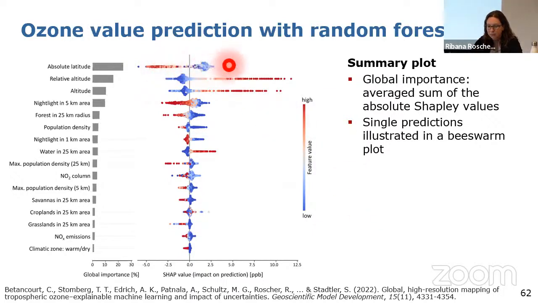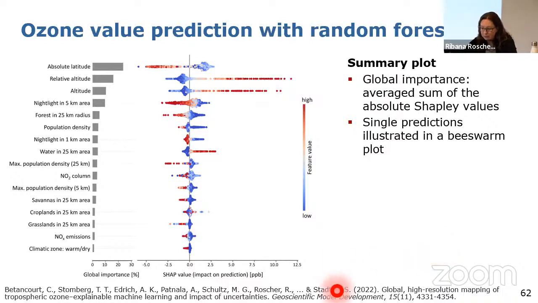Here what you can see, blue are, for example, absolute latitude values with a low value. And here you can see the Shapley value. And red is high feature values. Each dot is a single analyzed Shapley value. Now you see why it's computationally expensive to compute it. And as a side note, this plot only shows features with more than 1% global importance. The rest were identified as not important for model prediction.